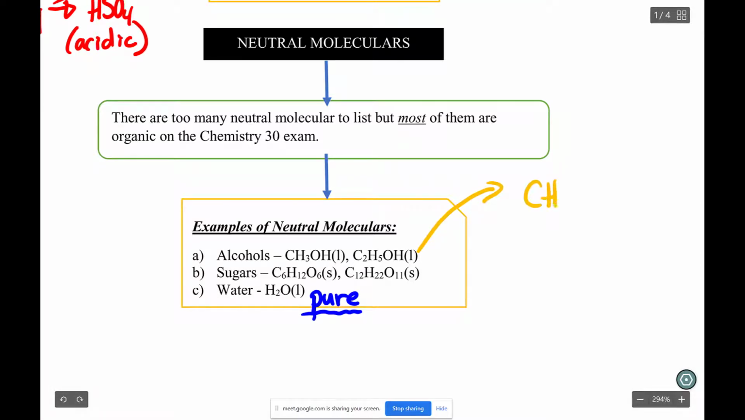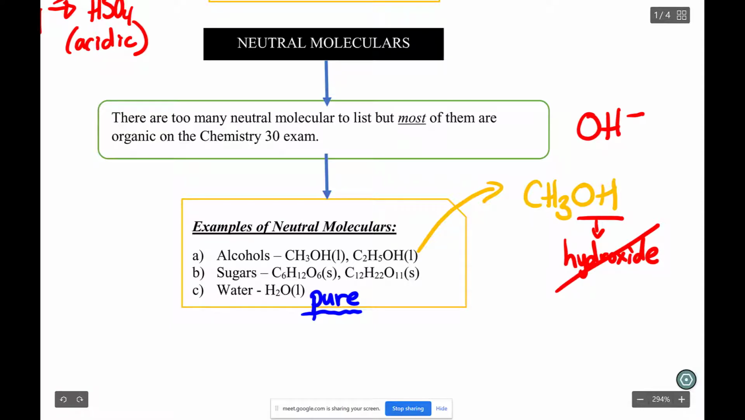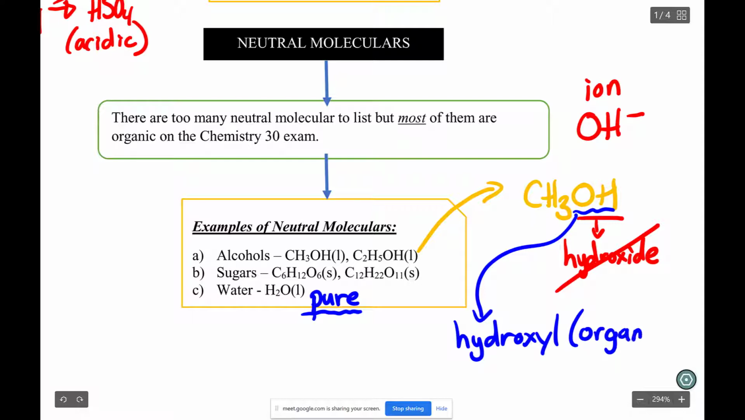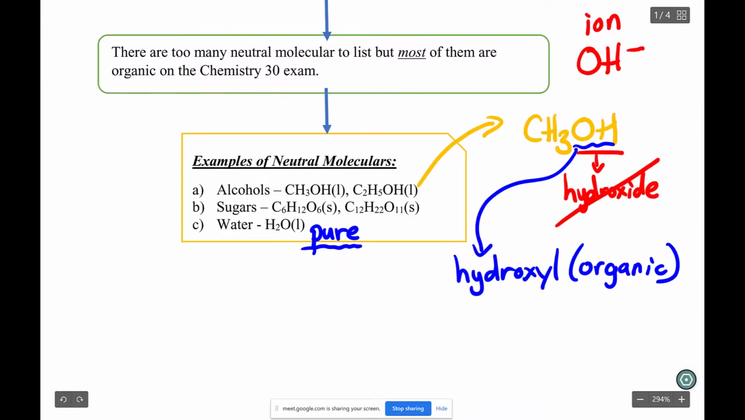So when I have something like methanol, CH3OH, a lot of students think, and it's incorrect, that this is hydroxide. And it's not. Hydroxide is OH minus, which is an ion. And the OH in this compound is actually called a hydroxyl group, which is an organic group. And it does not split off the CH3 to form OH minus because these things are covalently bonded.